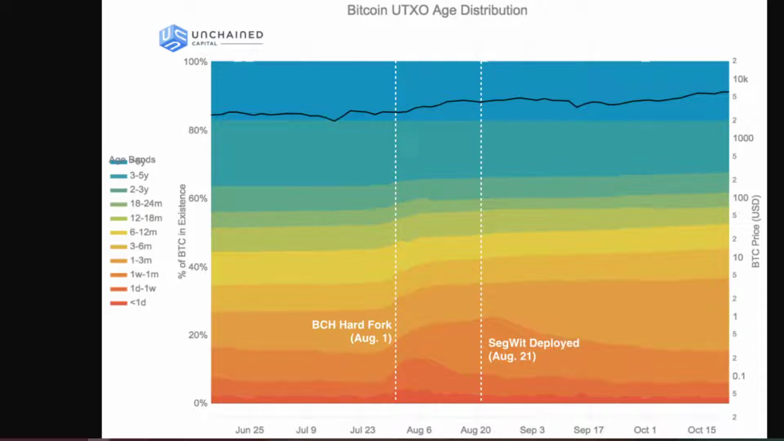Data clearly shows the significance of this event. In the month of August 2017, 25% of Bitcoin became less than 1 month old. That equates to nearly 4 million Bitcoin or $17 billion of value at those prices.